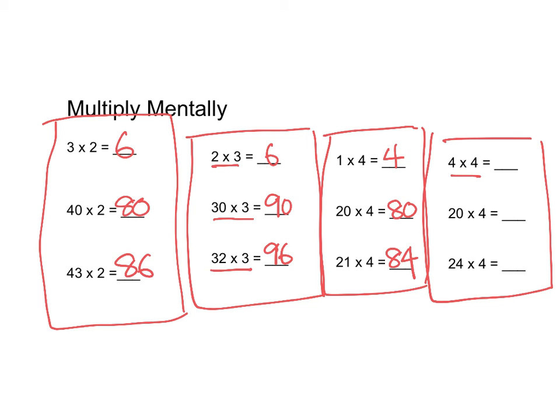4 times 4. A little bit trickier this time. 4 times 4 is 16. 20 times 4, again, 2 times 4 times 10 is 80. So 24 times 4 would be 16 plus 80, or 96.